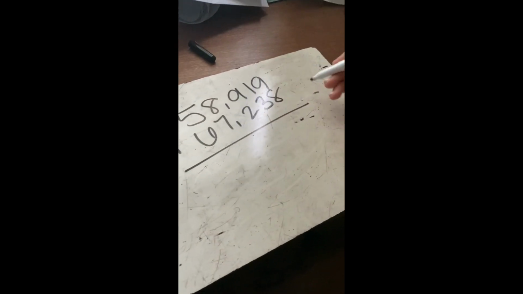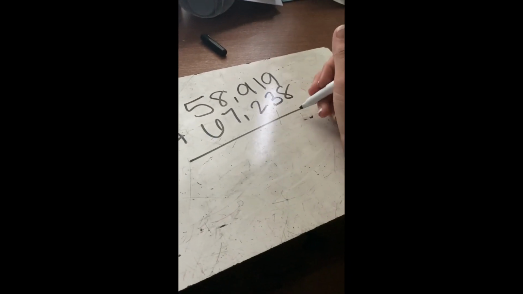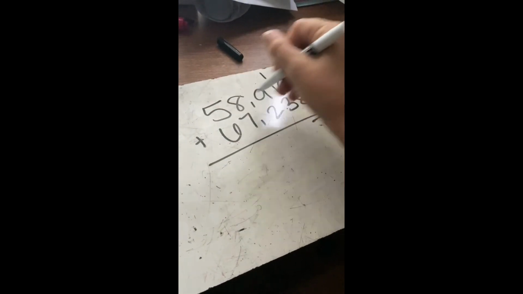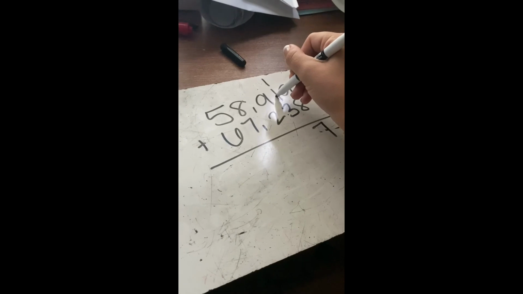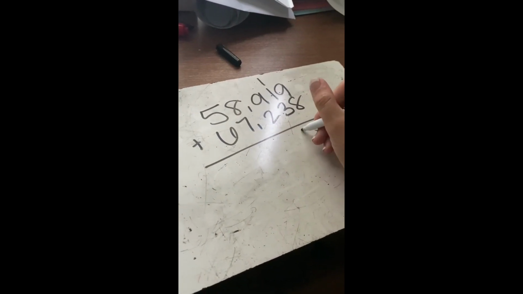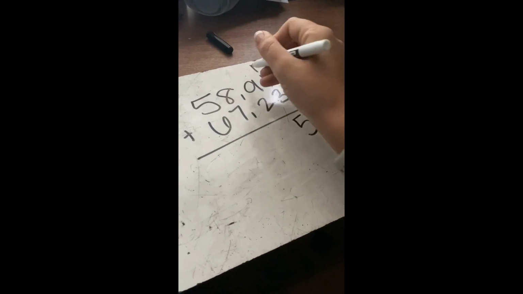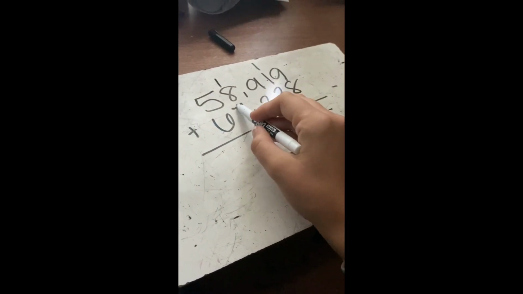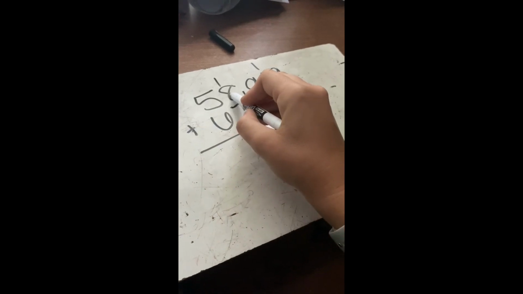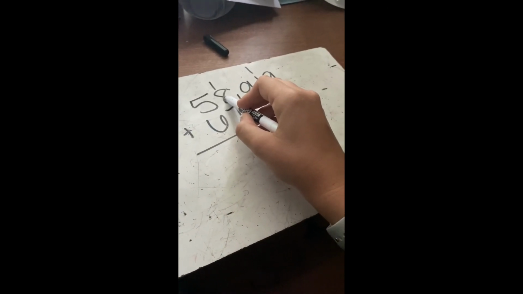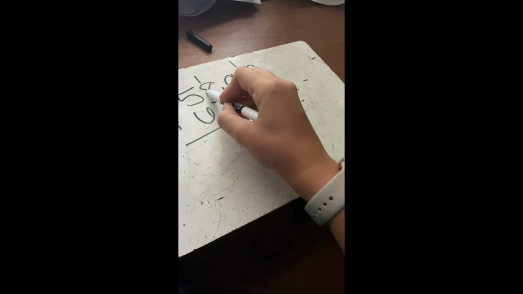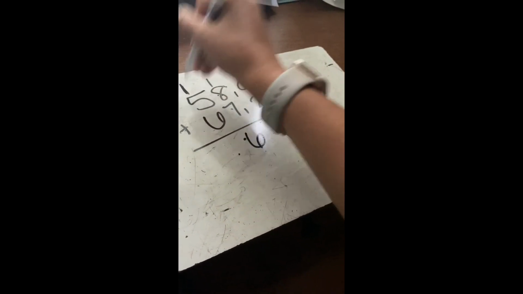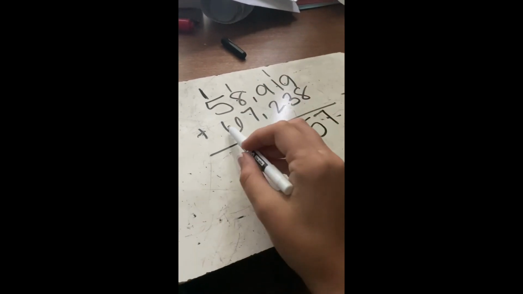9 plus 8. 8 plus 8 is 16, so 8 plus 9 is 17. 3 plus 1 is 4. 4 plus 1 is 5. 9 plus 2 is 11. 7 plus 8 is, 7 plus 7 is 14, so 7 plus 8 is 15. 15 plus 1 is 16. Carrying the 1 into the 10,000s place.